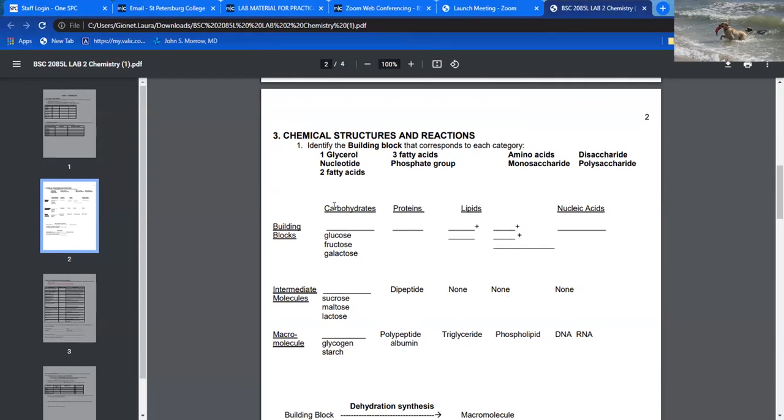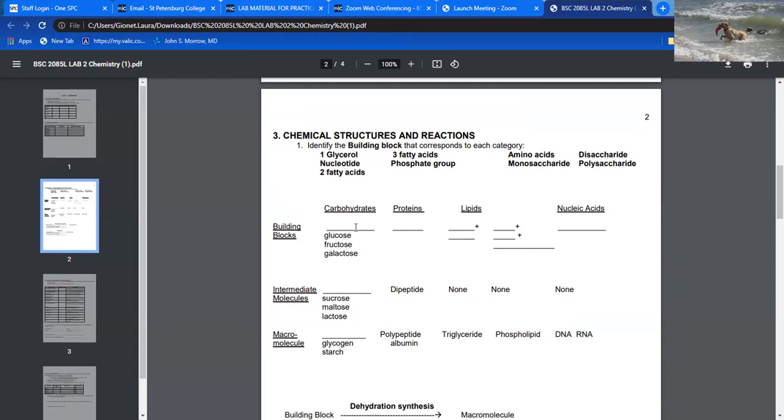All right, so let's take carbohydrates, the building blocks of carbohydrates. Oh, and by the way, the bold printed terms at the top here are what go into these blanks. I filled out most of it for you. All right, so let's go to building blocks, carbohydrates.